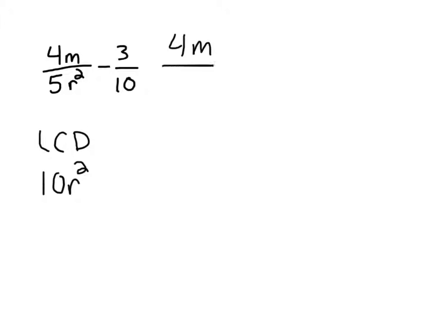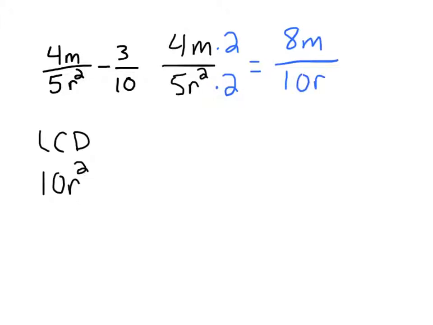I've got 4m over 5r squared. To get to my lowest common denominator of 10r squared, I'm going to have to take this one and multiply it by 2. Now we would change the value unless we multiply the top and the bottom by 2. So I'm going to do that now. I'm going to multiply this one by 2 times 2 times 2. That's going to give us 8m over 10r squared.